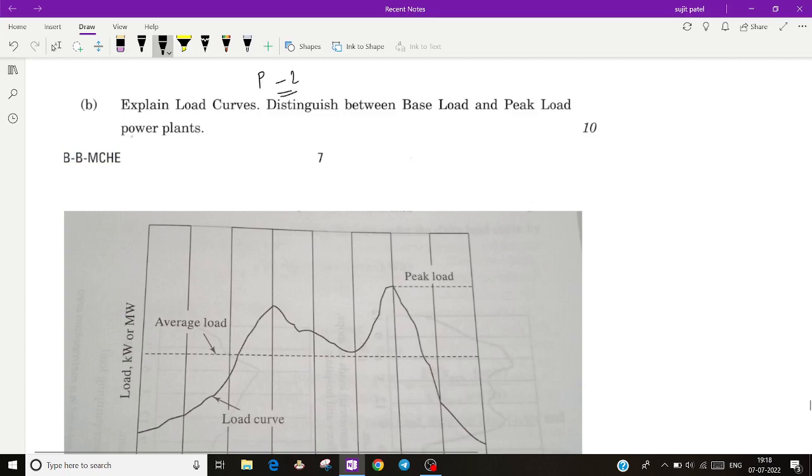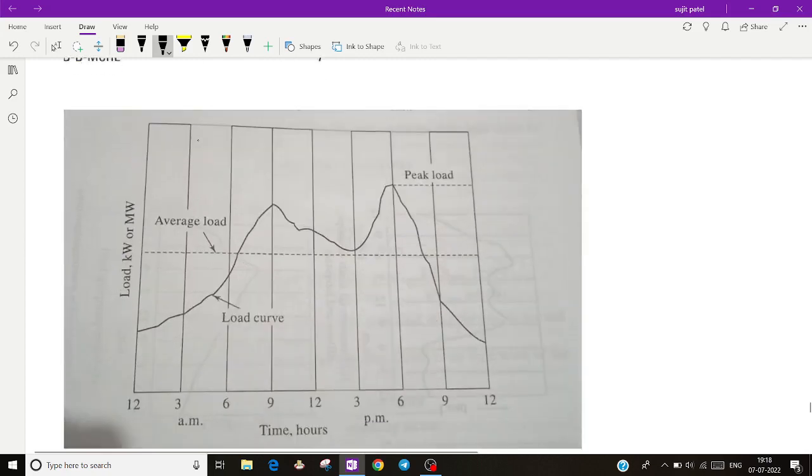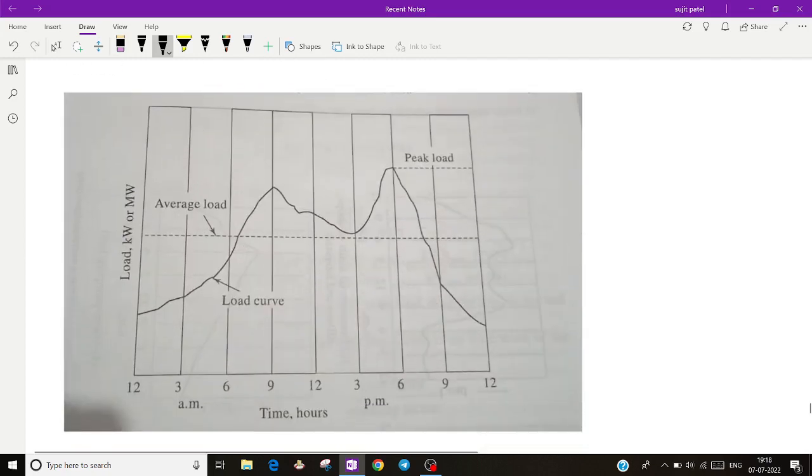The first question is on the power plant: explain load curves, and distinguish between base load and peak load of the power plant. Here I have one figure of a power load curve.